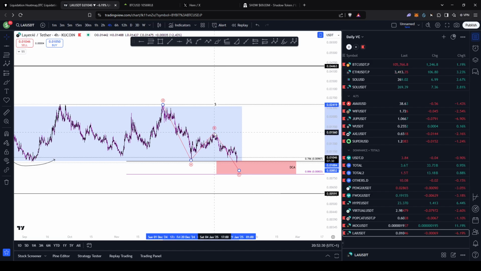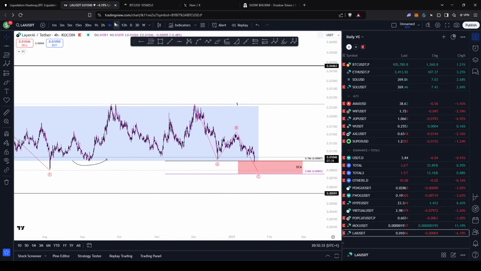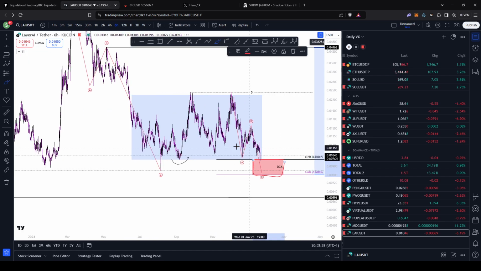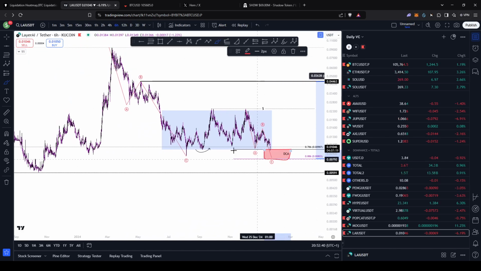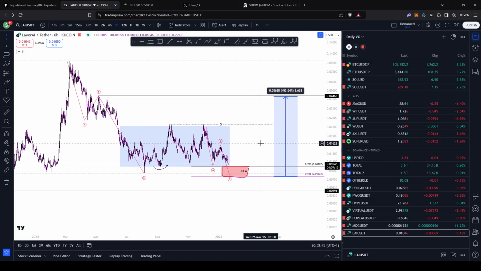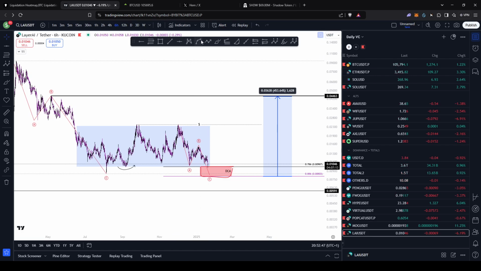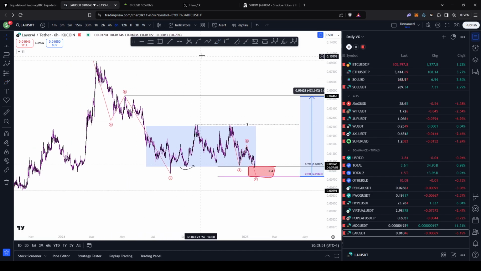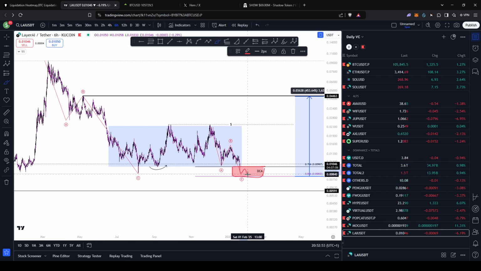It's still very much in the structure I am expecting. It's starting to enter my DCA zone, where I was looking to enter some more. Overall, some of these lower cap AI coins have been very weak. Like AI Tech is another one. But I am fine holding this into this zone.